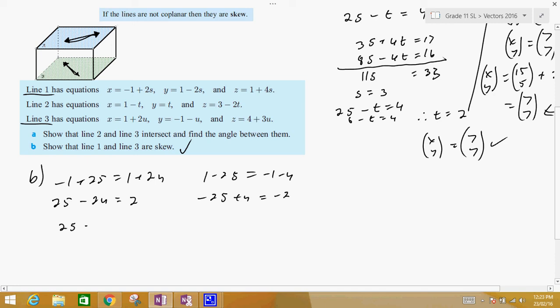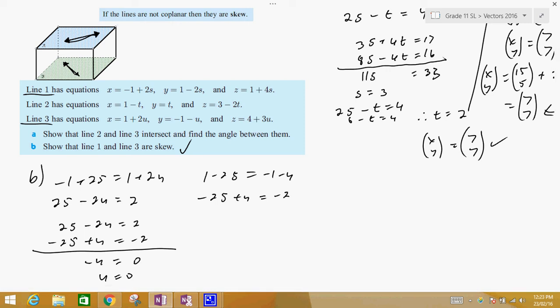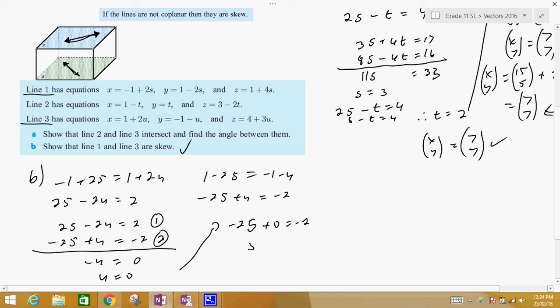So 2s minus 2u is equal to 2. Negative 2s plus u is equal to negative 2. And then we're going to add these together. We get negative u is equal to 0, and therefore u is equal to 0. Now that we know that u is equal to 0, we're going to plug it into, let's call this equation 1 and equation 2, let's plug this into equation 2. So negative 2s plus 0 is equal to negative 2, and therefore s is equal to 1.